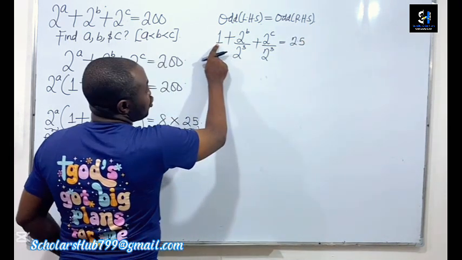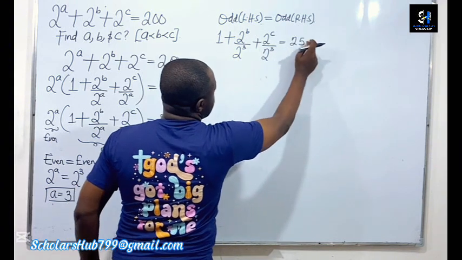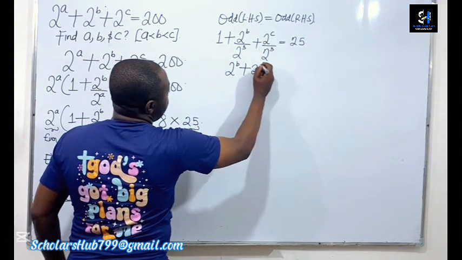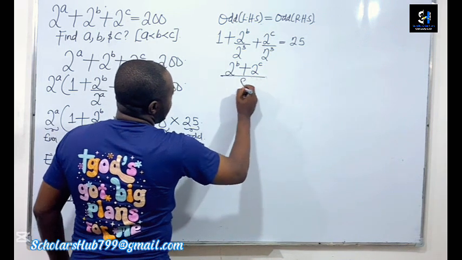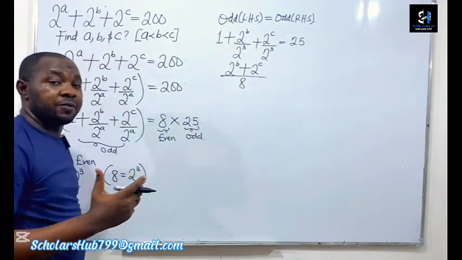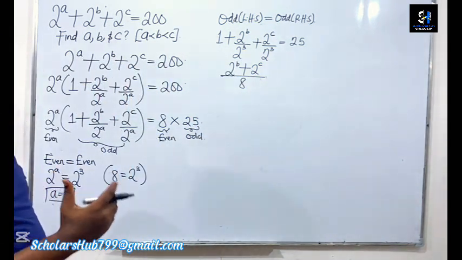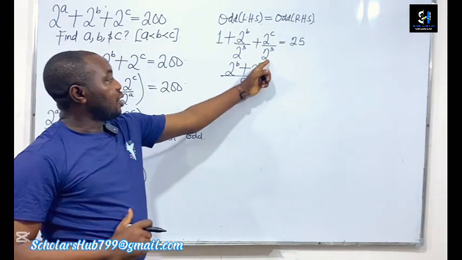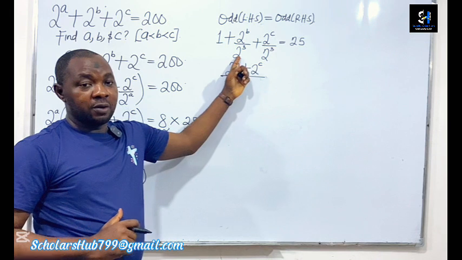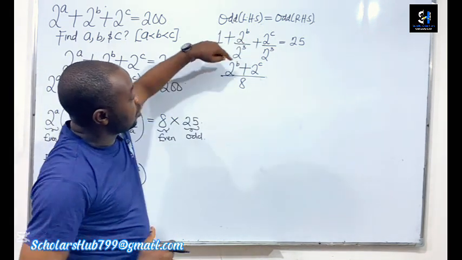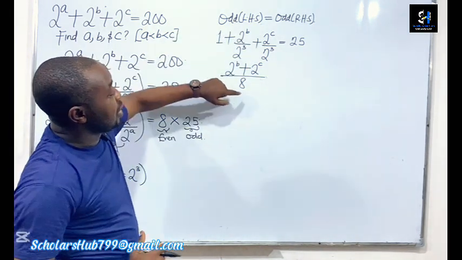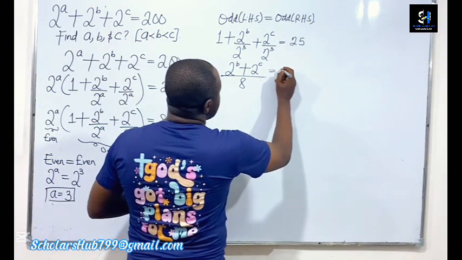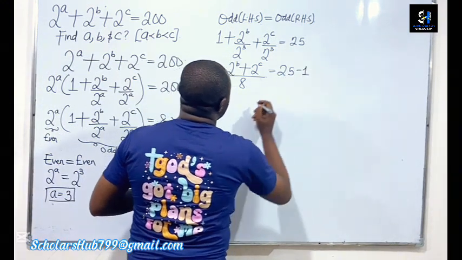Then I'm going to carry this 1 over to the right hand side so that this will be 2 raised to the power of B plus 2 raised to the power of C over 8. Remember, 2 raised to the power of 3 is 8. That is because 2 times 2 times 2 is 8, okay? And we have a common denominator of 2 raised to the power of 3, so I will just add the numerators and divide by the common denominator of 8. So this will be equal to 25 minus 1.